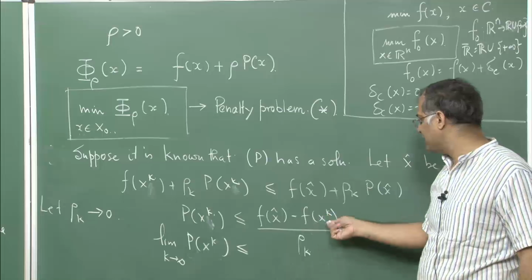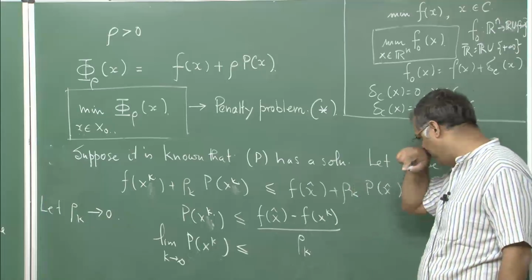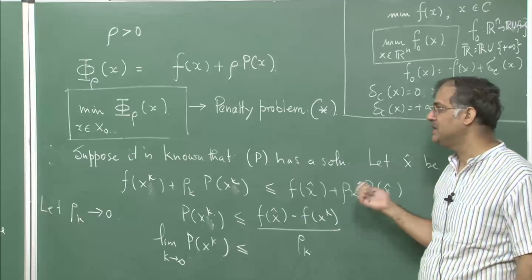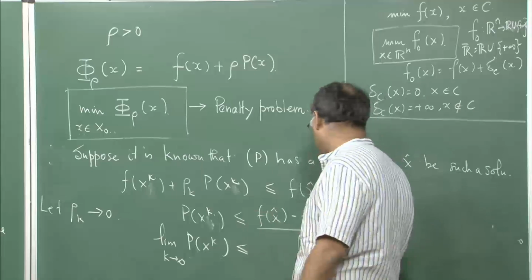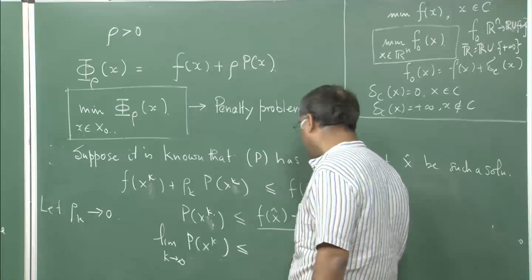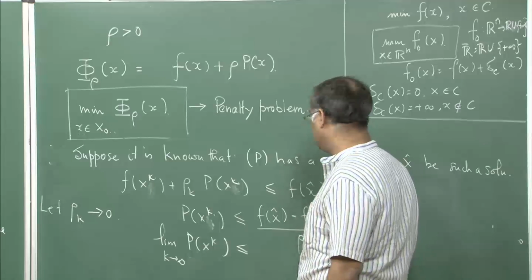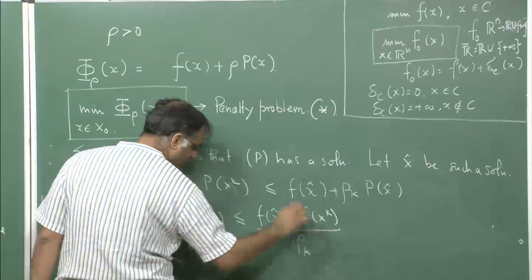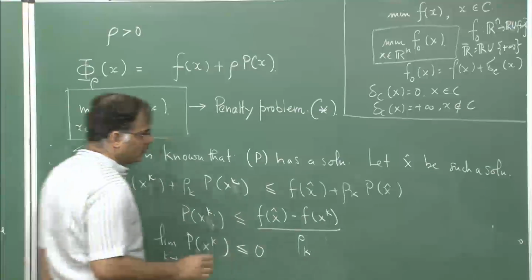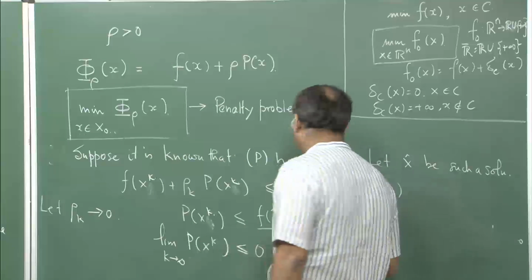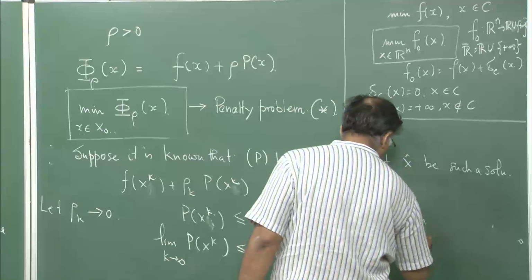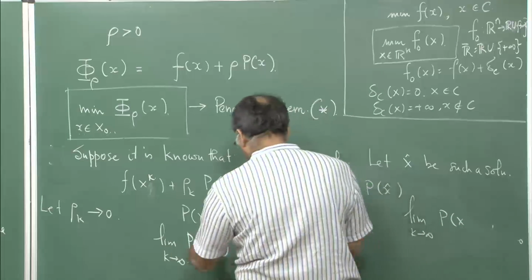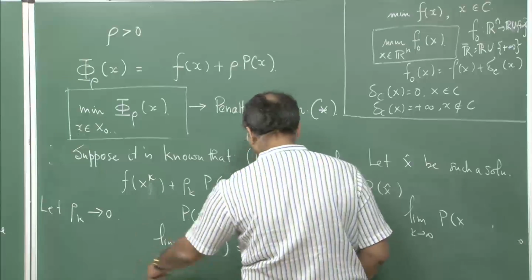So, here f of x k would go to f of x star. So, the top part goes to a finite value, the top part is bounded, while this part, 1 by rho k, is going to 0. So, basically this whole thing is going to 0. So, this is less than or equal to 0, but p of x k is greater than or equal to 0. So, the limit as k tends to infinity of p of x k is greater than or equal to 0, but here we have less than or equal to 0.